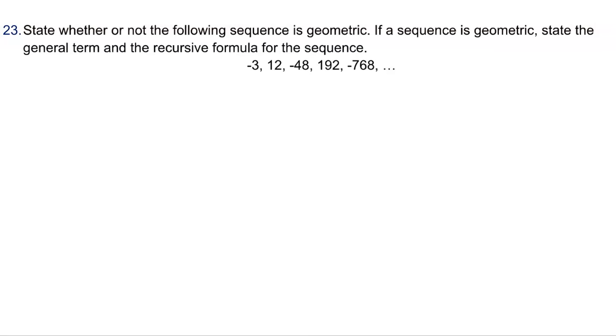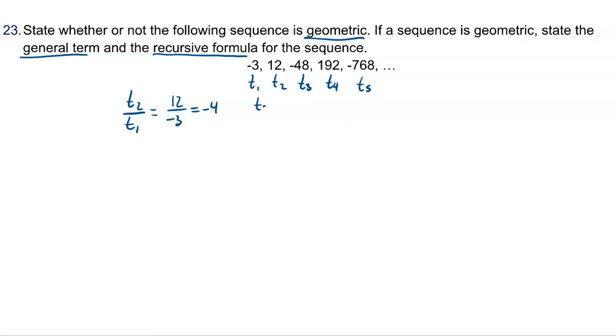This question says, state whether or not the following sequence is geometric. If it is, state the general term and the recursive formula for the sequence. And it gives us the first 5 terms, so T1, term 2, 3, 4, and 5 labeled as such. So what we want to do with that is we want to go ahead and divide every term by the previous term and look at that multiple.